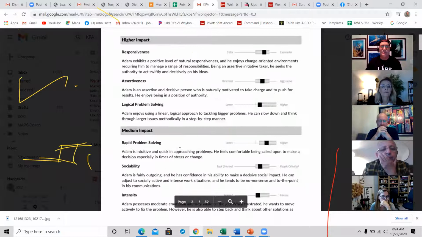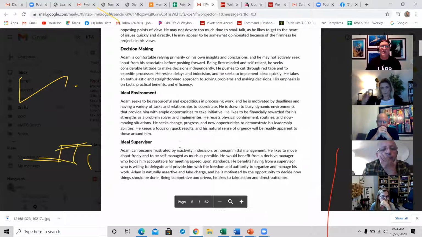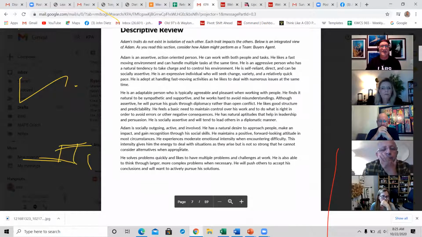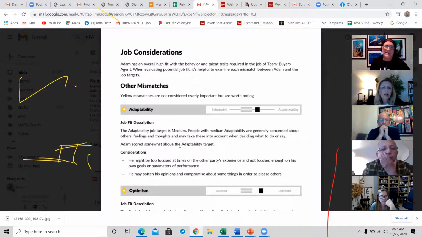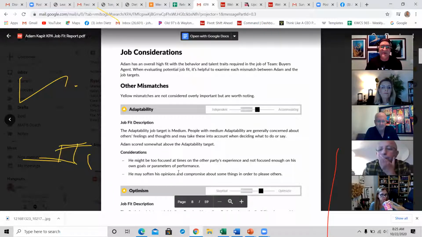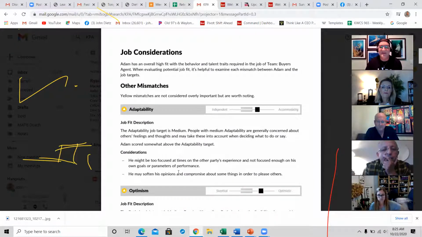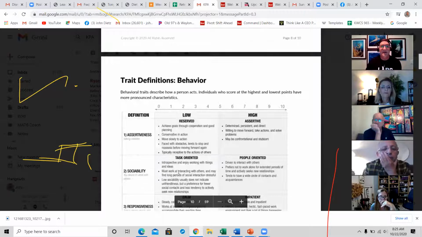Now, here's where the real value in this comes. Let's go down to the actual review, and this is part of the validation process. We're going to look at the descriptive review and say, okay, let's talk about adaptability. Here's what the adaptability has to say about you, Adam. The adaptability job target is medium. People with medium adaptability are generally concerned about others' feelings and thoughts, and they take these into account when deciding what to say. Considerations with this is he might be too focused at times on the other party's experience and not focused enough on his own goals and parameters of performance. Now, skipping ahead.